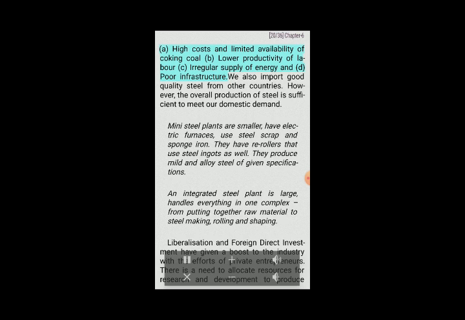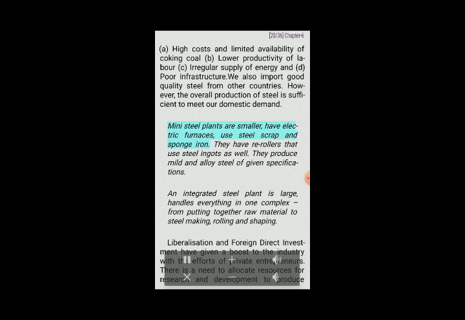Though India is an important iron and steel producing country in the world, yet we are not able to perform to our full potential largely due to a. High costs and limited availability of coking coal, b. Lower productivity of labor, c. Irregular supply of energy and d. Poor infrastructure. We also import good quality steel from other countries. However, the overall production of steel is sufficient to meet our domestic demand.